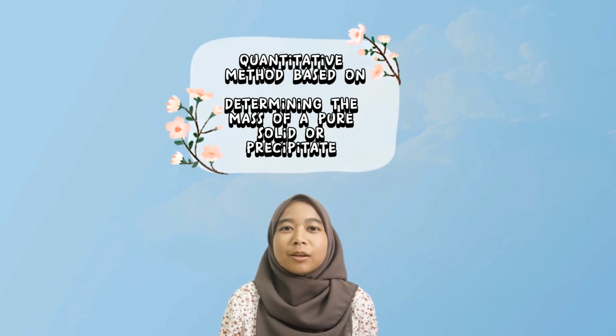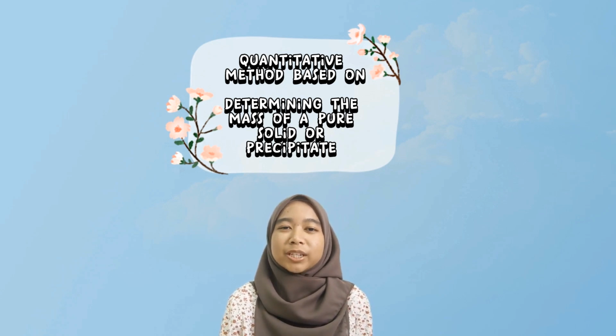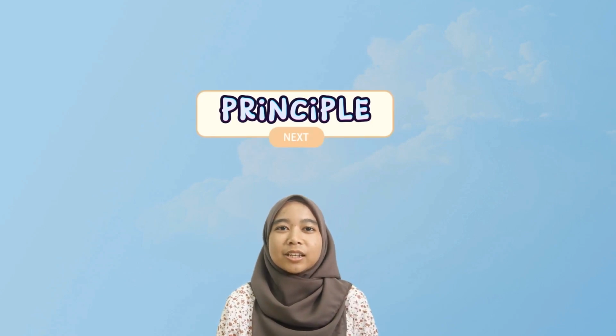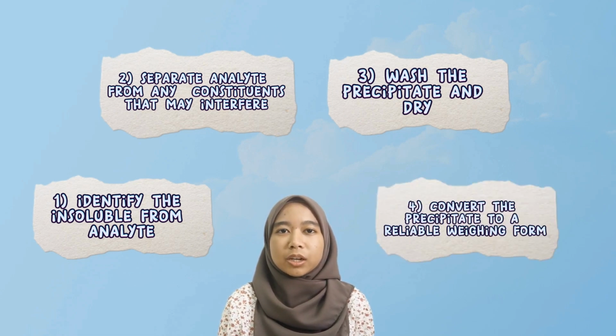About gravimetric analysis. It is a quantitative method based on determining the mass of a pure solid or precipitate. There are 4 principles in this analysis. The first one is to identify the insoluble form of the analyte. Second is to separate the analyte from any constituents that may interfere. Then, wash the precipitate and dry. Lastly, convert the precipitate to a reliable weighing form.